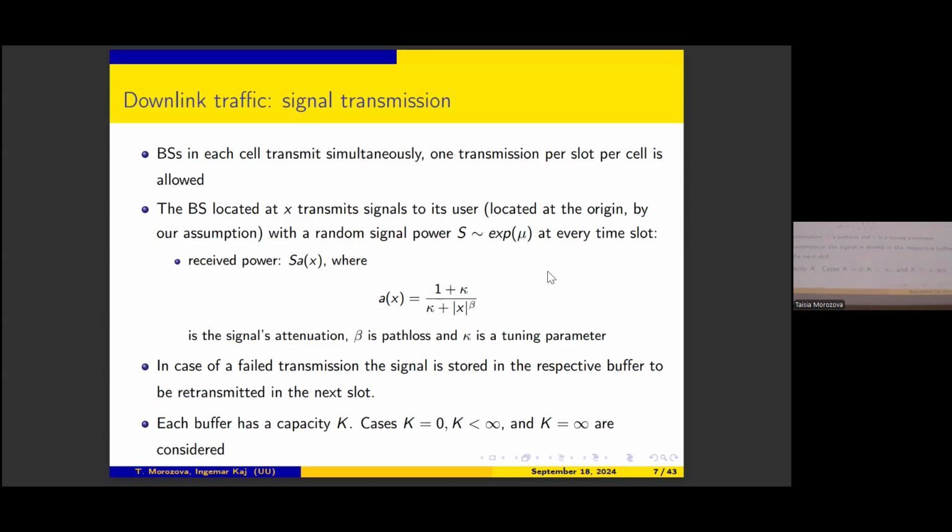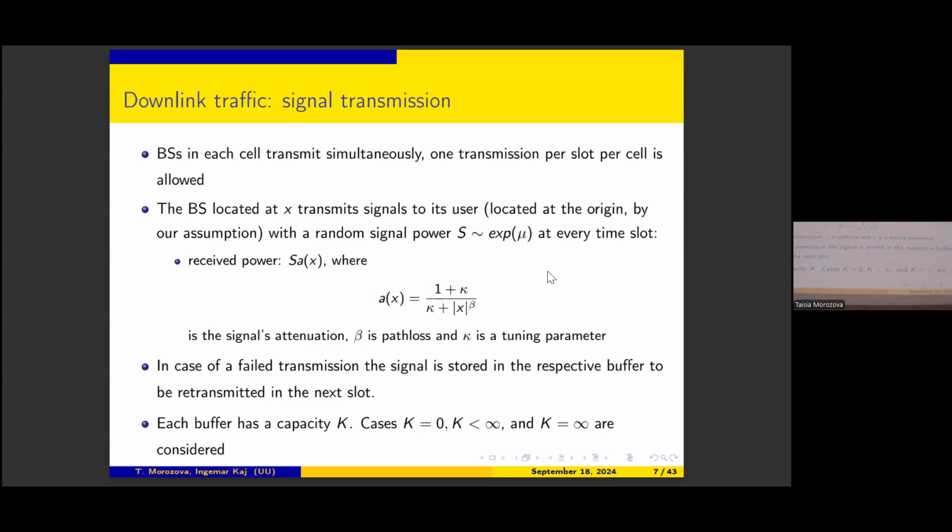So let's say we have downlink traffic, meaning that the base stations are transmitting to the users. And then what happens in one time slot? Let's say we have some base station located at x. It transmits signals to the user, which we assume is located at the origin, just for simplicity, so it doesn't really change the analysis. The base station has a random signal power, so we use this Rayleigh fading model. We have an exponential signal power, which has the same distribution at each time slot. And then we also have the received power to account for the distance between the transmitter and the receiver.